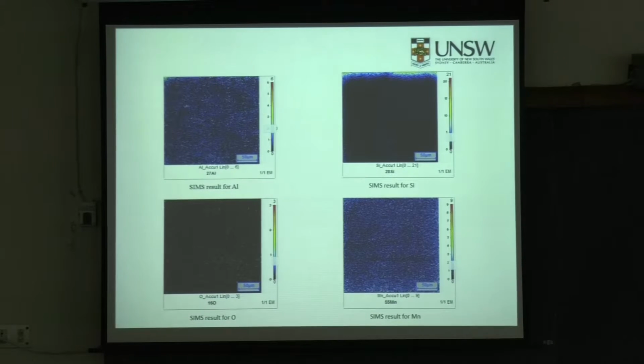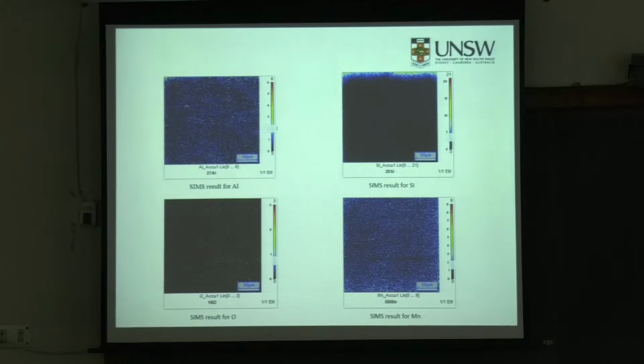So going back, SIMS shows for aluminum, and here you will see the aluminum accumulation, this is silicon accumulation. This is how the equipment shows, and this is what comes up in this result. This is for oxygen, SIMS result for oxygen, SIMS result for manganese.